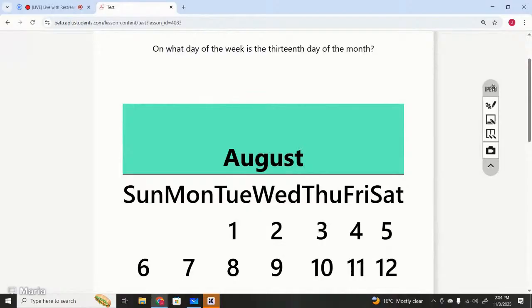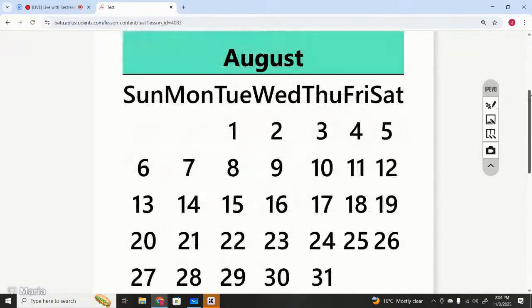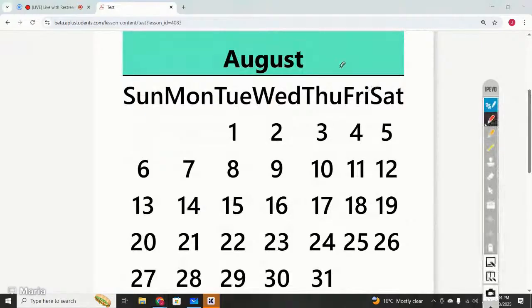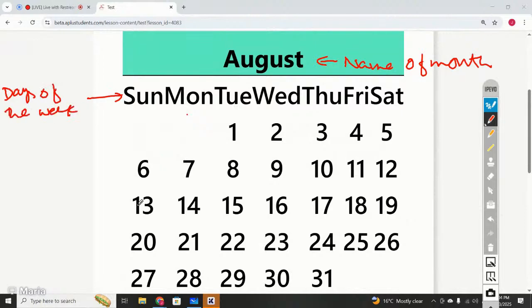On what day is the 13th of the month? So let me explain a bit, right? Look at this calendar. The very first line shows the name of the month. That is August. Now the line below the name of the month shows the days of the week. So all the dates below the Sunday, like 6, 13, 20, and 27, they all are on the Sunday.